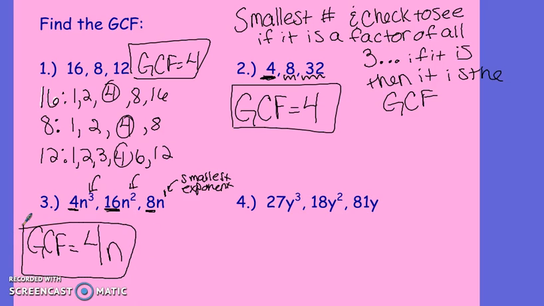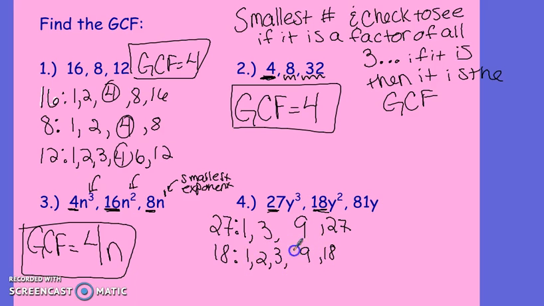Now if I look here, 18 does not go into 27. So 18 cannot be my GCF. So this one I might have to do a little bit more work on, but that's okay. 27, we'll just look at its factors. 1 times 27, 3 times 9. That was pretty simple. 18, 1 times 18, 2 times 9, 3 times 6.